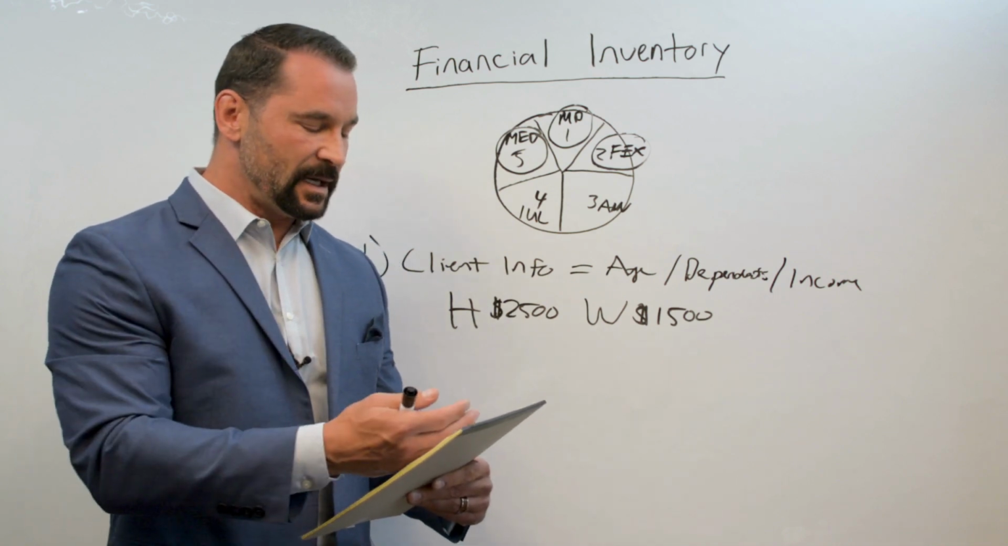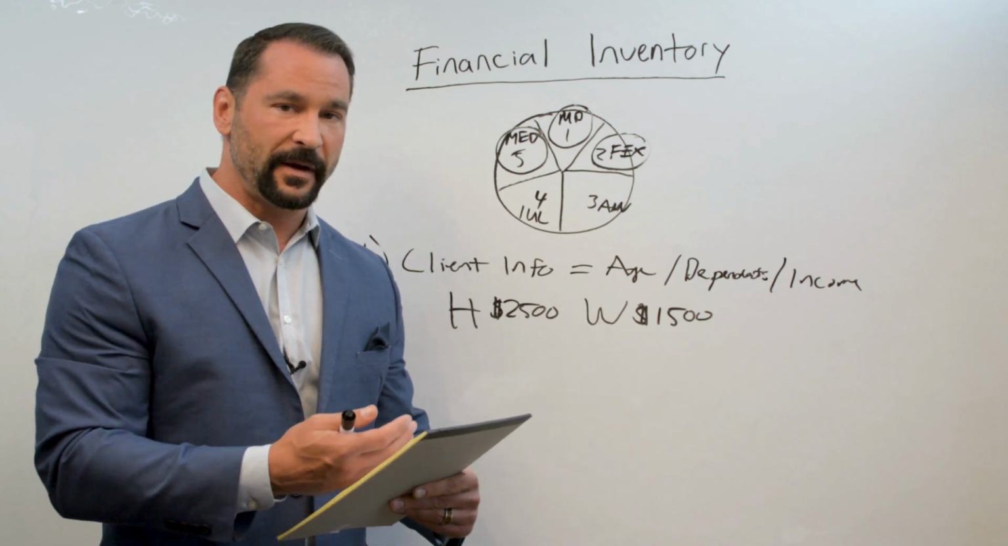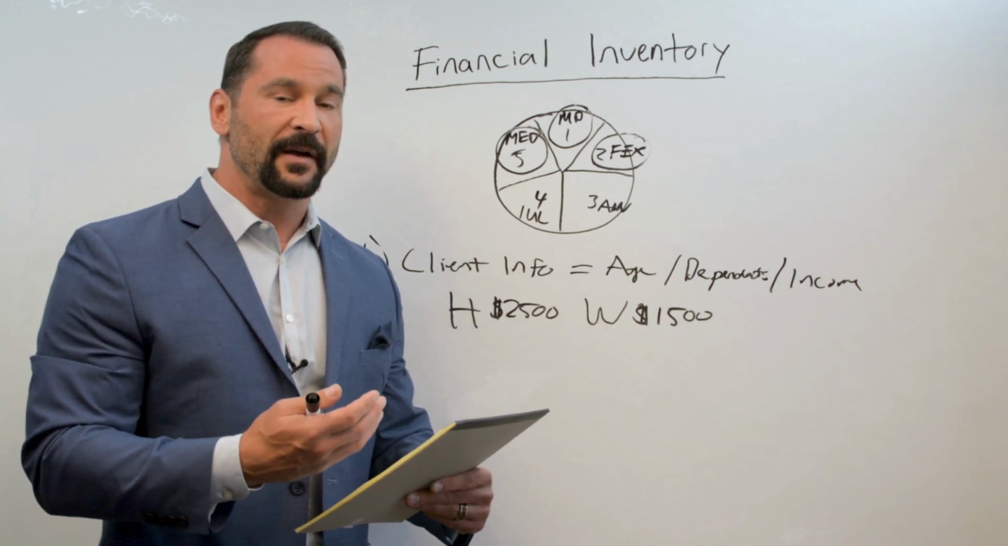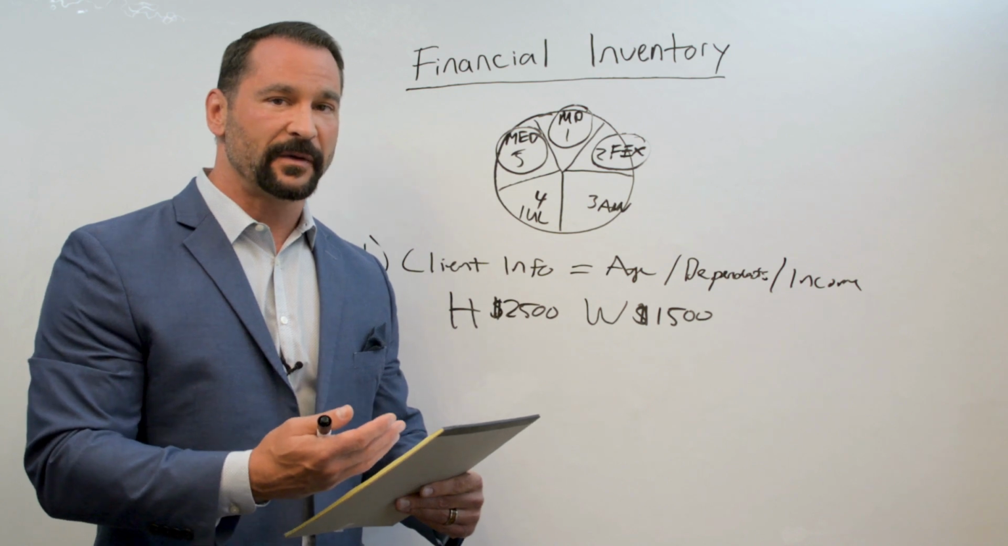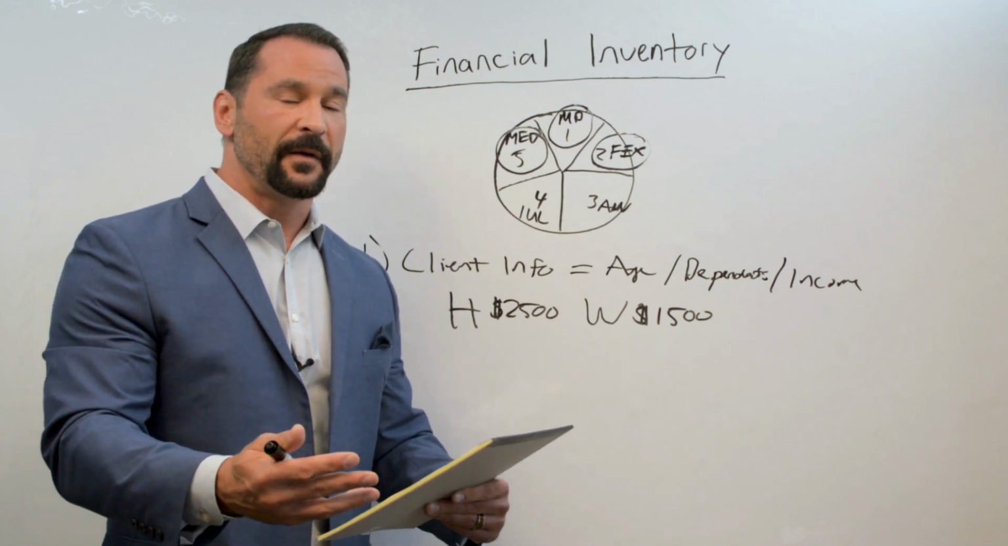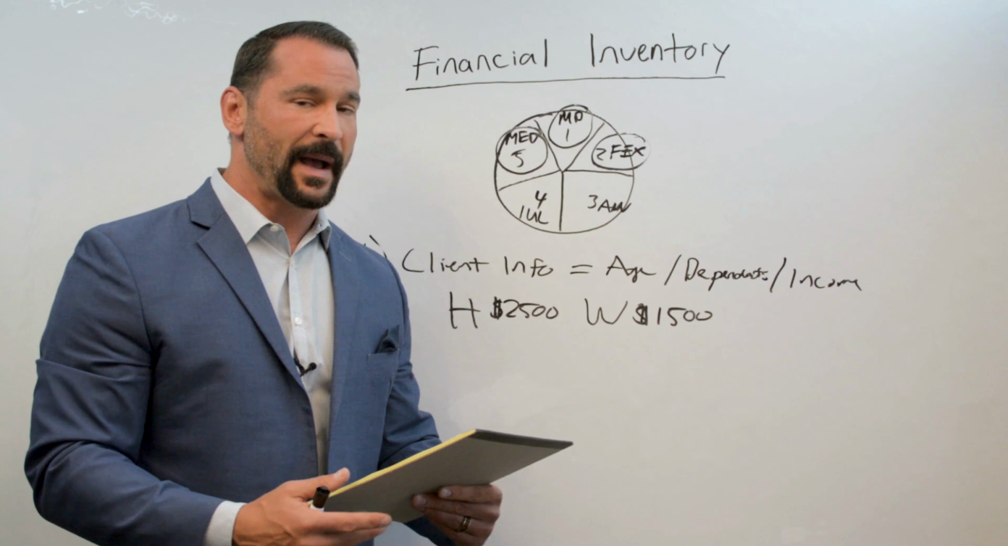So what we need is to go through this financial inventory. It'll be very quick. It allows us to identify if you're eligible for the coverage, what coverage would be best for you, and what you can afford. So if there are no further questions, I'd like to begin. This is going to take about 10 minutes.